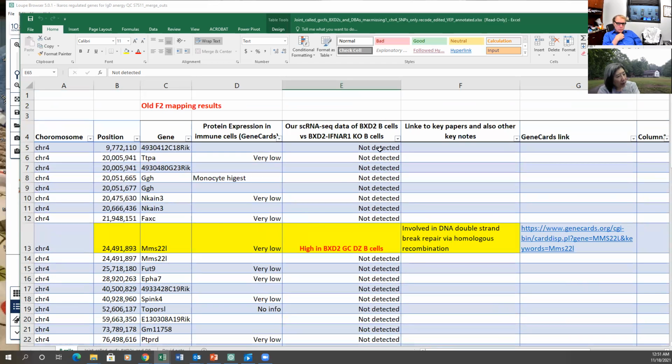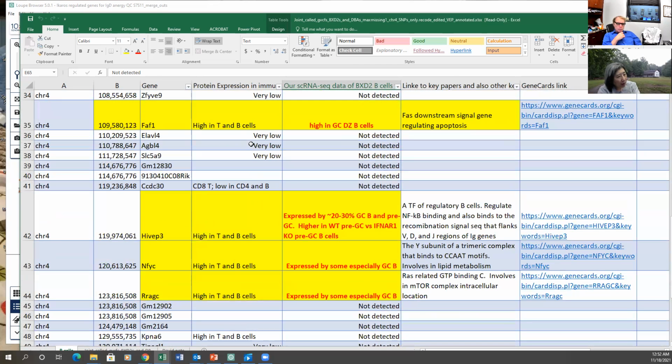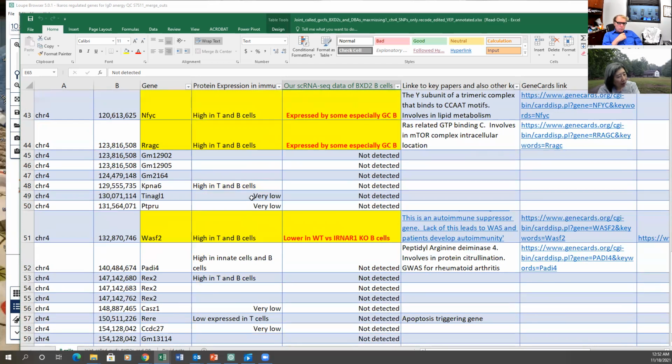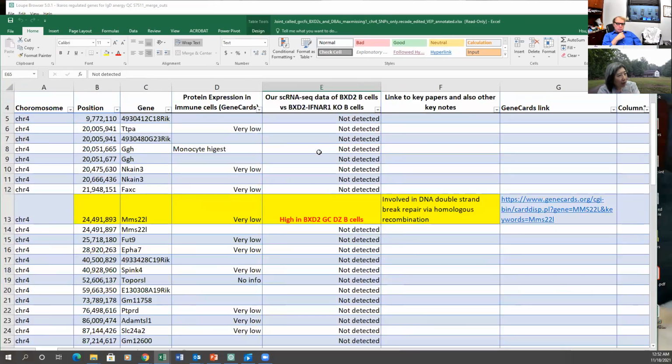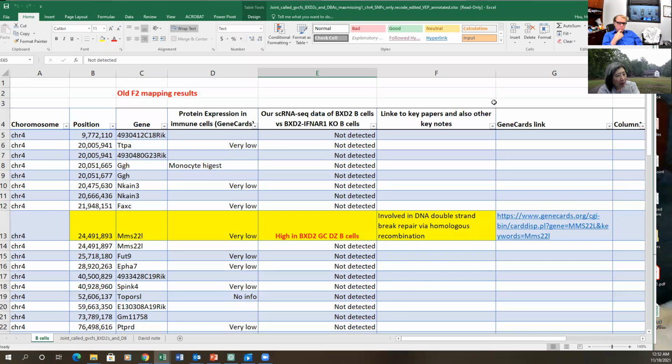And within the 40 something genes, I look at their protein expression level, either in immune cells or non-immune cells. With that, you see more than half of them have very low expression in immune cells, so I label them as very low. Where did I get that information? I got it from this place called GeneCards.